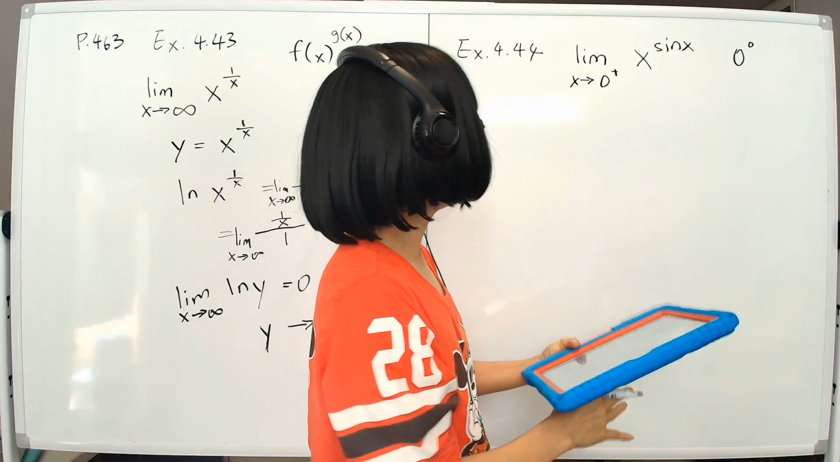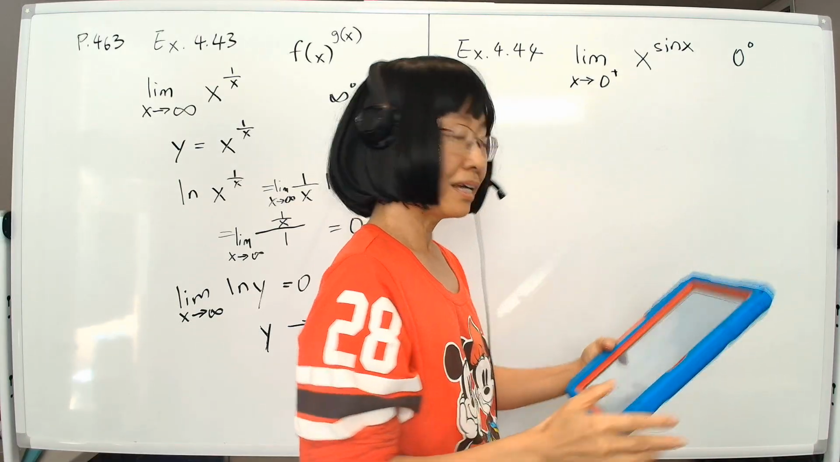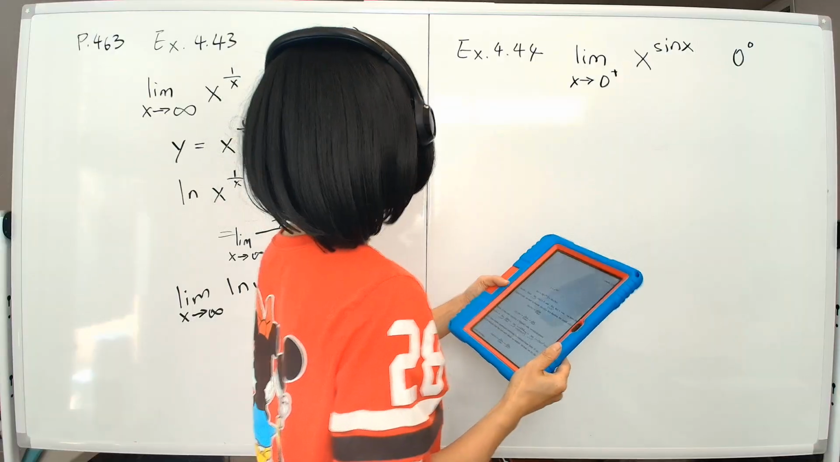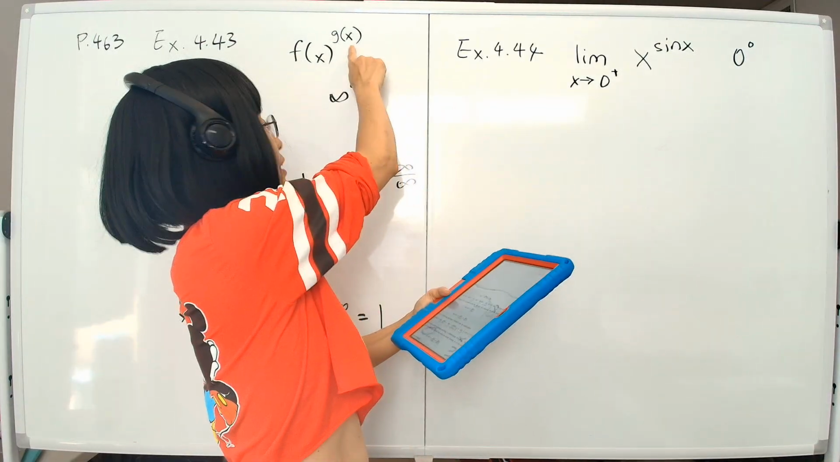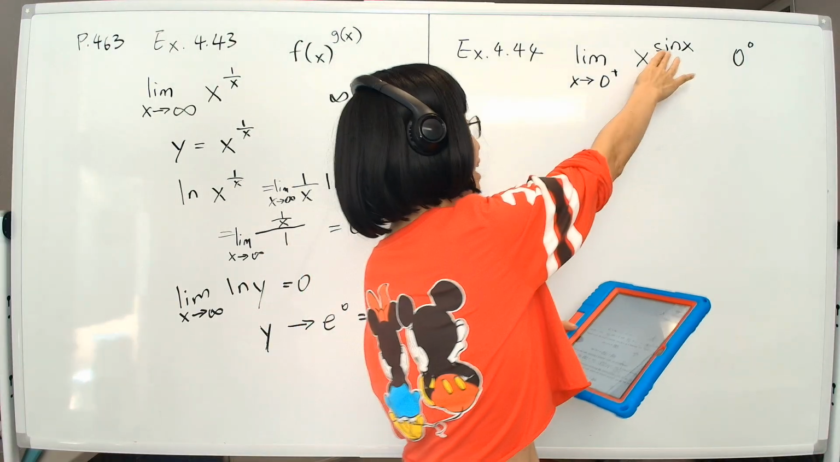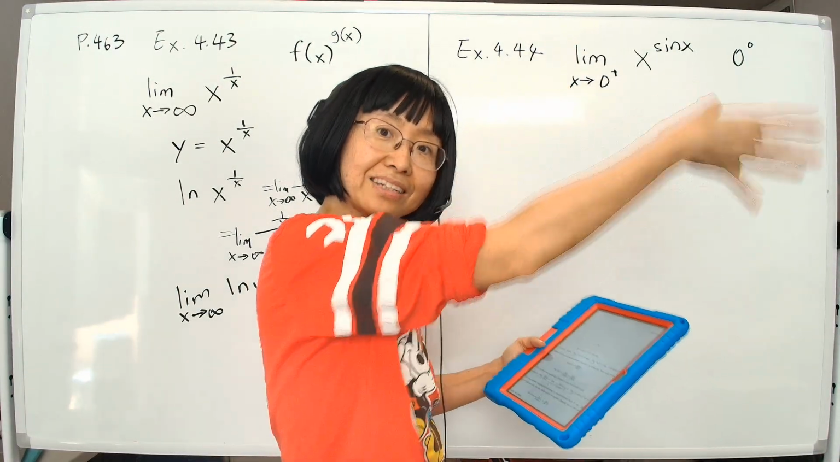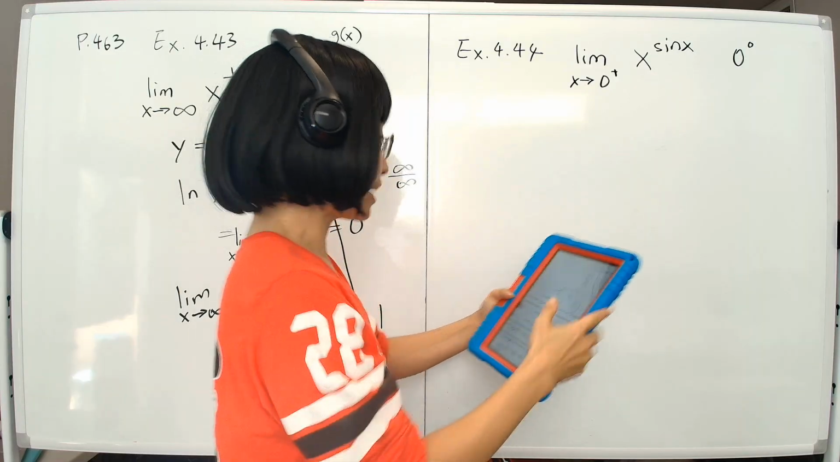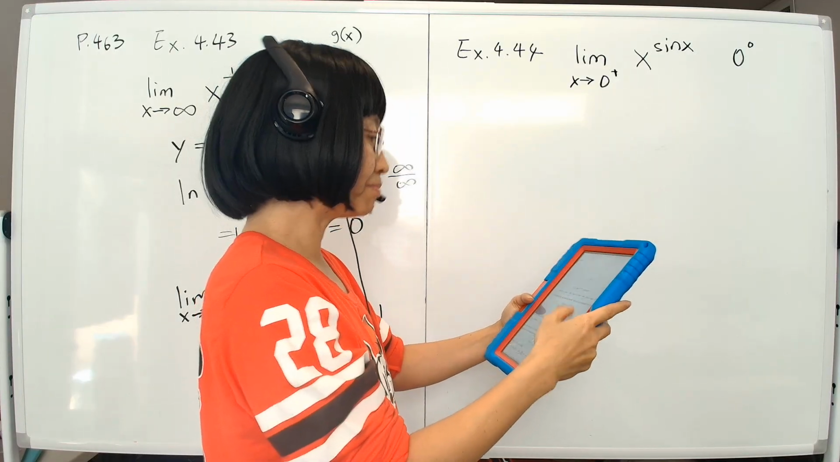So what we're going to do is borrow L'Hopital's rule. But being that this is a function in the f of x to g of x format, we will use the natural log to bring this thing down. The purpose of the log is to take the exponent down so that we can mess with it.